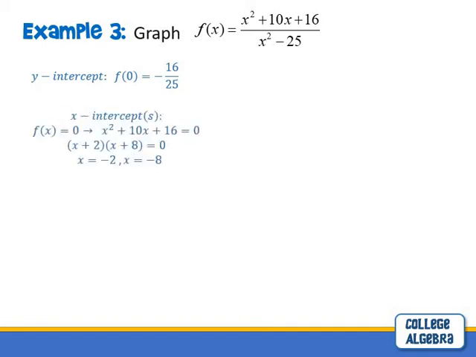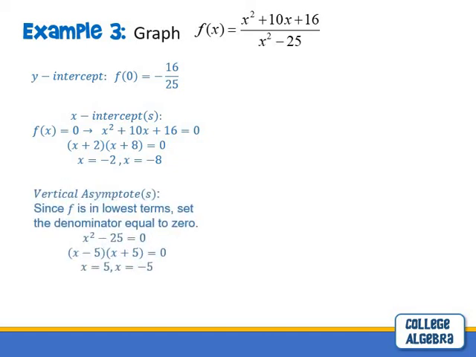Your x-intercept, set the top equal to 0. This time it's a quadratic equation. X squared plus 10x plus 16 can be factored into x plus 2 times x plus 8. Set each piece equal to 0. We have two x-intercepts, -2 and -8. Set the bottom equal to 0. We have two vertical asymptotes. X squared minus 25 is a difference of squares: x minus 5 times x plus 5. Set those equal to 0, we get plus or minus 5, or take square roots, plus or minus the square root of 25.